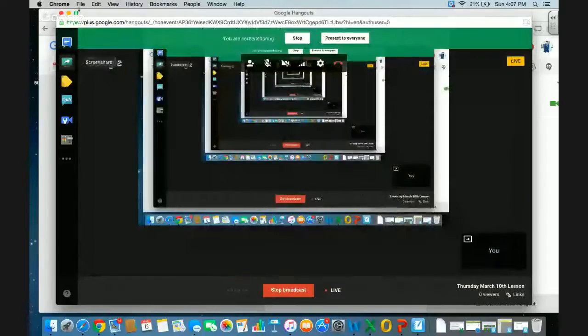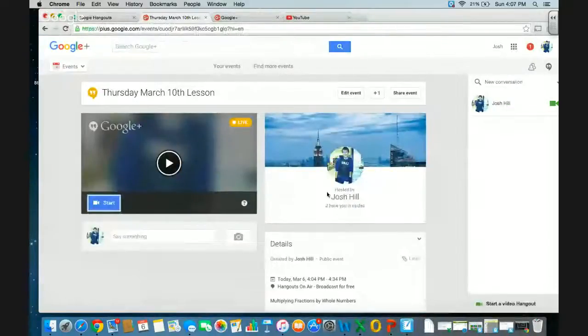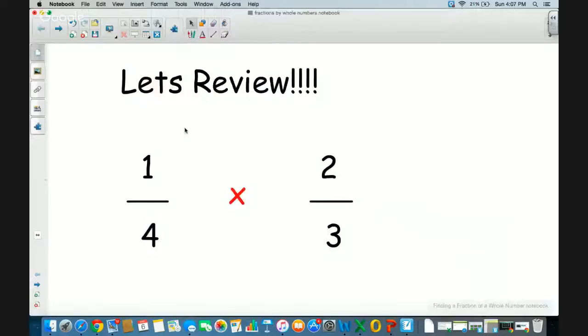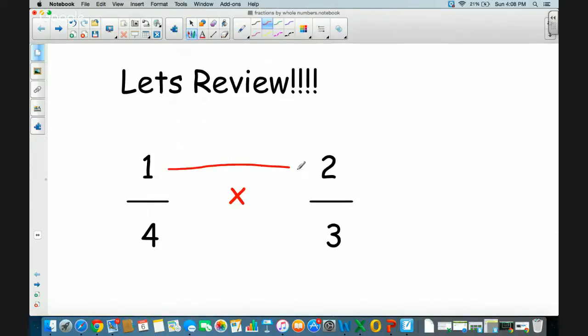All right, so our first lesson today is we are going to learn how to find fractions with whole numbers. But first, let's review what we went over yesterday. This is 1/4 times 2/3, right? Yesterday, you all should have learned that whenever you multiply a fraction, you multiply straight across. 1 times 2 is 2. 4 times 3 is 12.